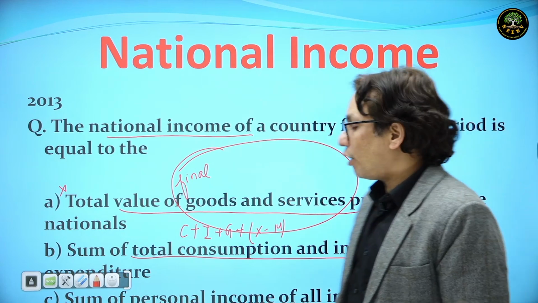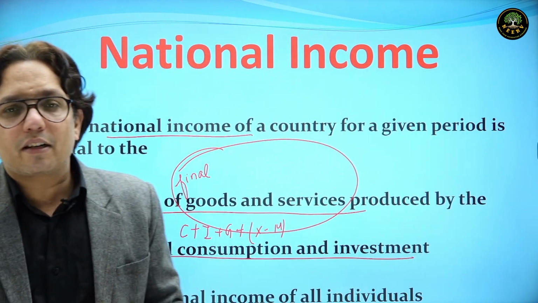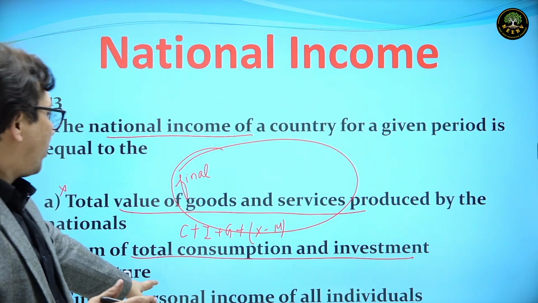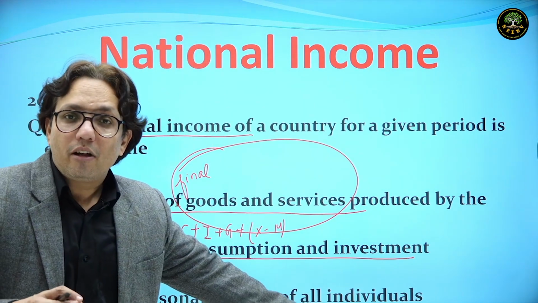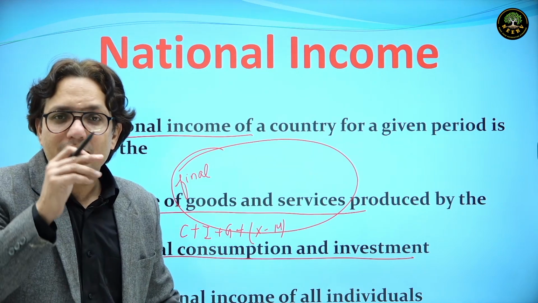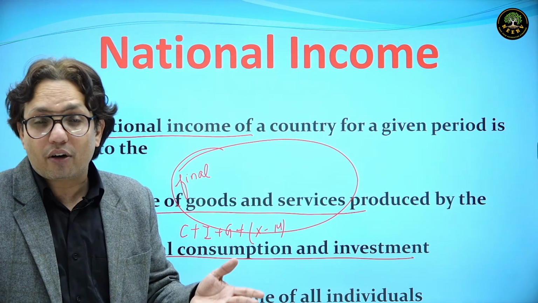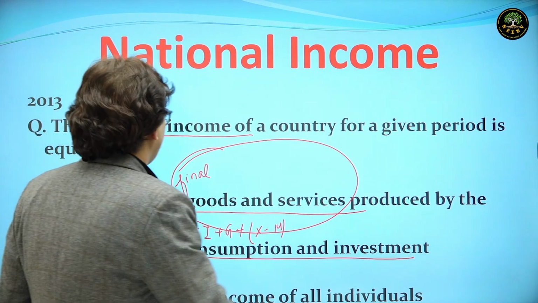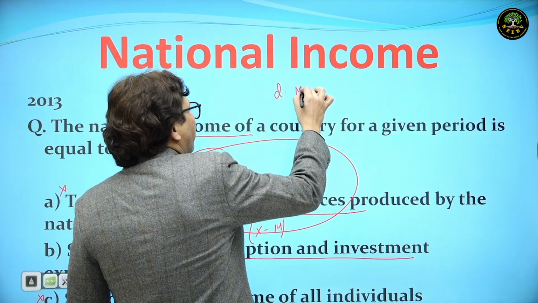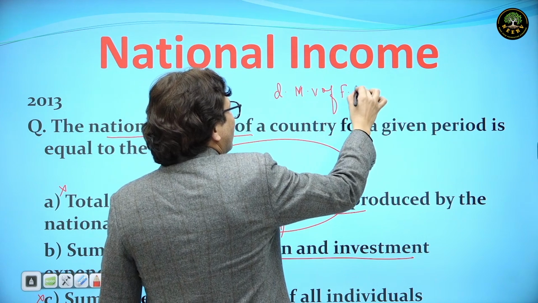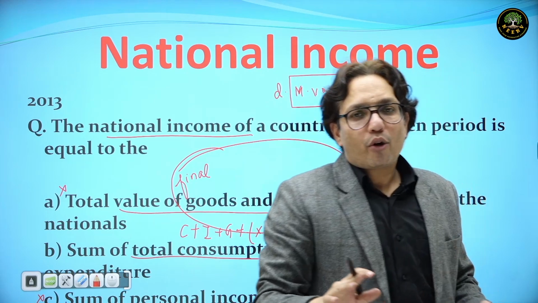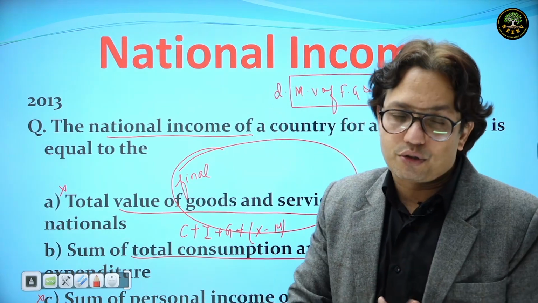Sum of personal income of all individuals? No, not just personal income. It includes rent plus wages plus interest plus profit. When I say personal income of individuals, it is just the wages part. Where has the rent gone? Where has the interest gone? Where has the profit gone? Again, this is not the right option. And the last option, D, is money value of final goods and services produced. This is the right option. Why is this the right option? Because here we are considering the final value of goods.